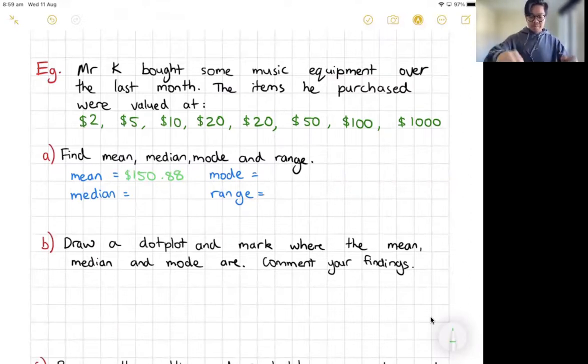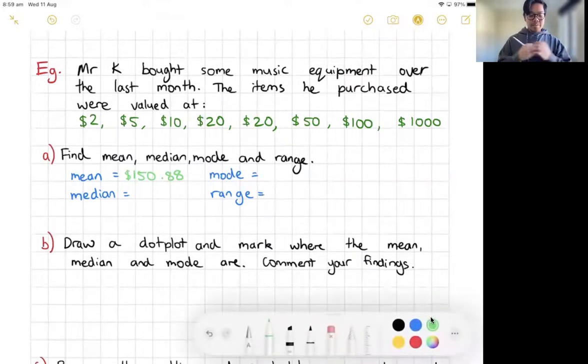He plays music. So I bought some music equipment over the last month, and let's say the items I purchased were valued at $2, $5, $10, $20, $20, $50, $100, $1,000. The first type of question they're going to ask is probably the same as ones you've done before: find the mean, median, mode, and range. I'm just going to blitz through this. If you need to recap, there's a video.